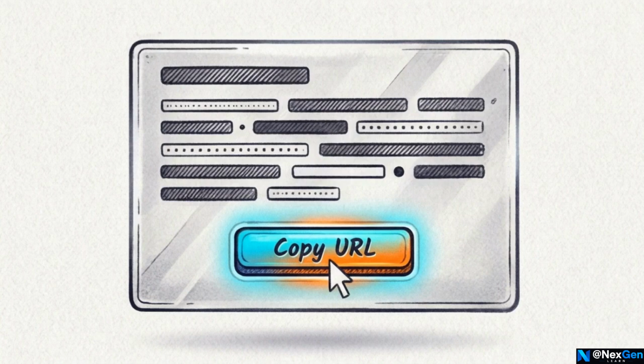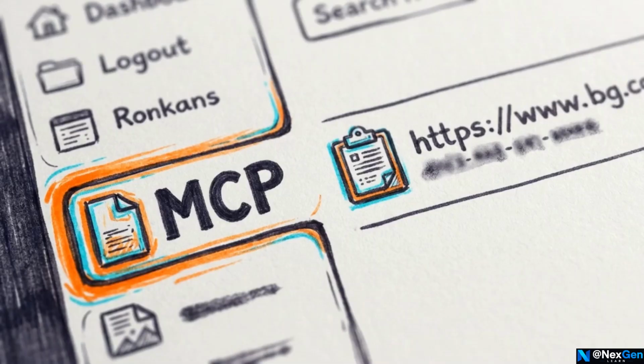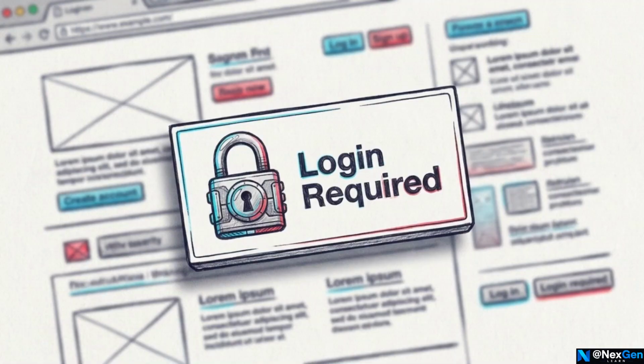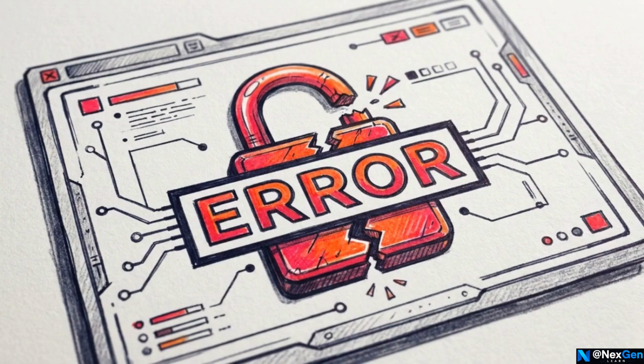Our goal here is to locate the remote MCP server URL. This link provides the coordinates Claude needs to find the external tool. Find the MCP tab in your account settings and copy that specific link to your clipboard. If you are not logged into your account, you will not be able to retrieve a valid URL, which will cause the connection to fail later.